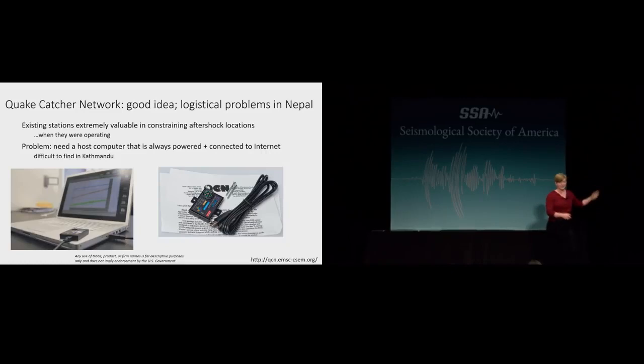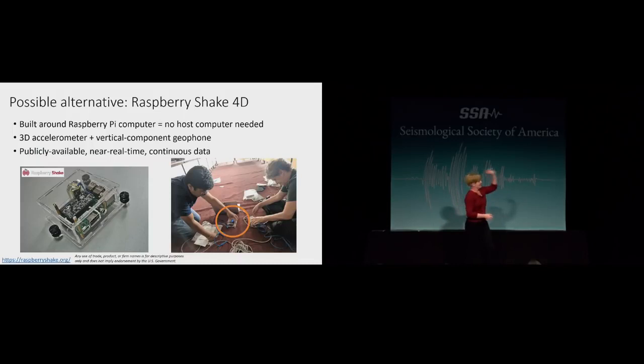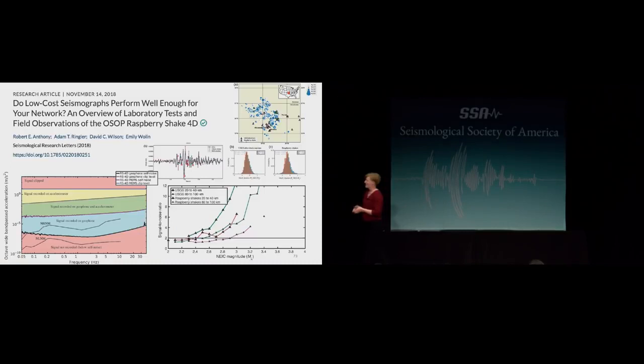This is a really good idea. It's a low-cost sensor. You just plug it in, get ground motion observations. But the problem is in Kathmandu, it's really difficult to find a host computer that's always turned on and plugged into the internet. The Raspberry Shake came along a couple years later, and this has solved that problem of finding a host computer because it's built around a Raspberry Pi computer. It also streams data to us in Miniseed, which is really nice for analysis.